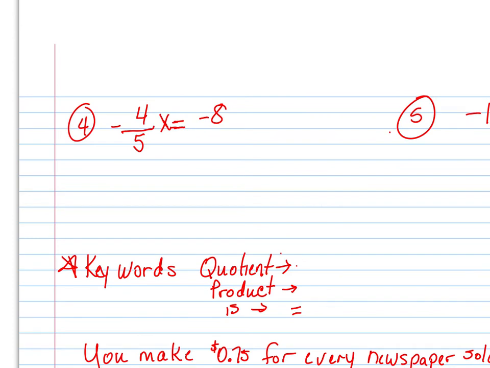Do you have to show your work like this? Yes. Number 4 says negative 4/5 x equals negative 8. What are they doing to negative 4/5 and x? Multiplying. They're multiplying, right? What are we going to do? Divide. We're going to divide both sides by negative 4/5, right?